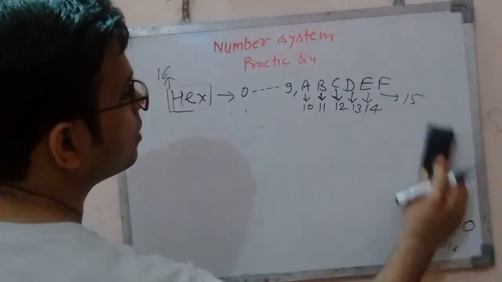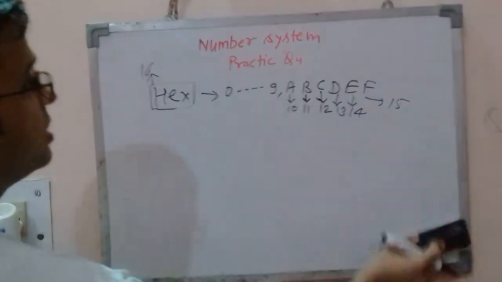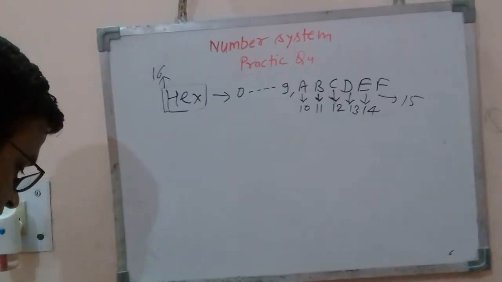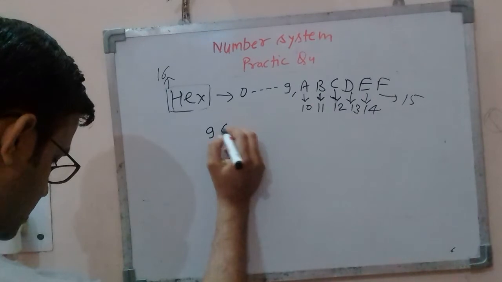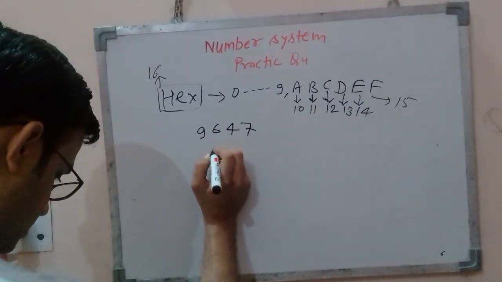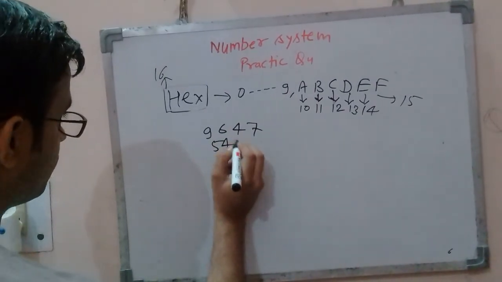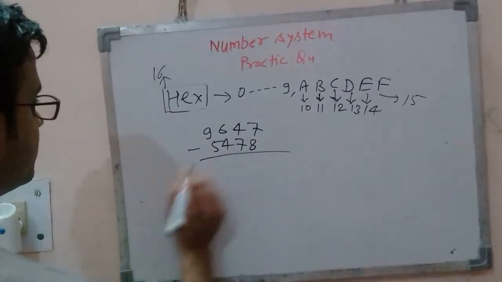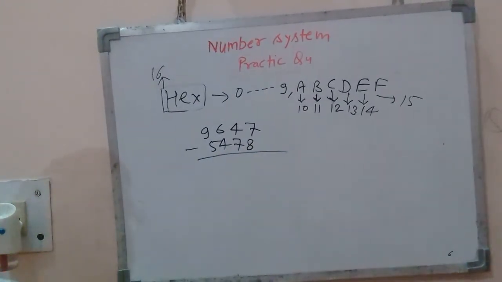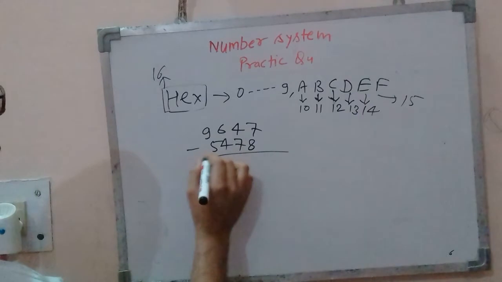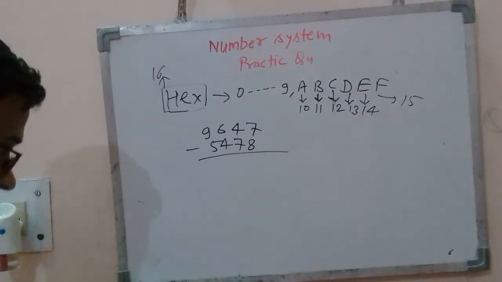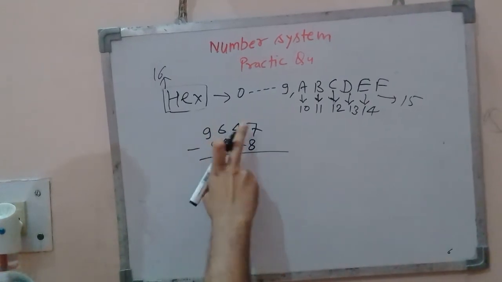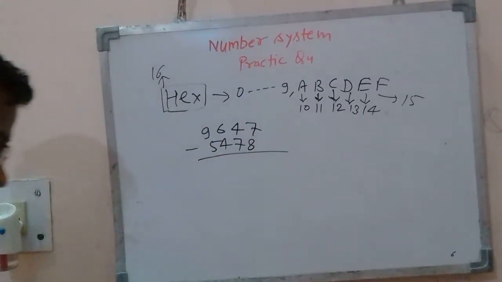Now take one more example in the hexadecimal system. Subtract two numbers: 9, 6, 4, 8 and 5, 4, 7, 8, right? Subtract these two hexadecimal numbers. He is saying that this number and this number, both are in the hexadecimal system. You have to subtract 5, 4, 7, 8 from 9, 6, 4, 8. He is asking you to solve this.